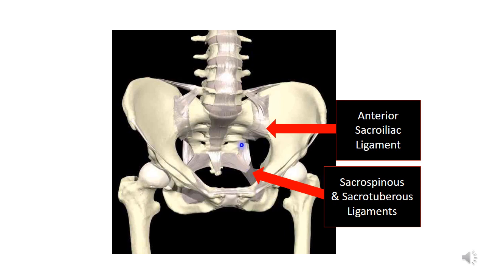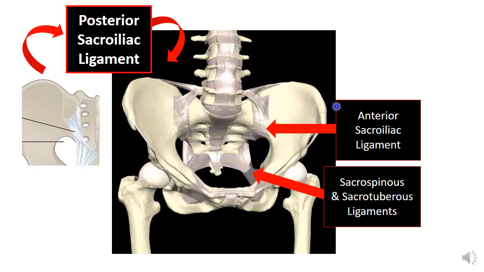One connects the sacrum to the ischial tuberosity, and is called the sacrotuberous ligament. The other is more transverse, connecting the sacrum to the ischial spine, called the sacrospinous ligament. And the third group will be the sacroiliac ligaments, either anterior sacroiliac ligaments, and the more important are the posterior. This is a posterior view of the sacroiliac ligaments.